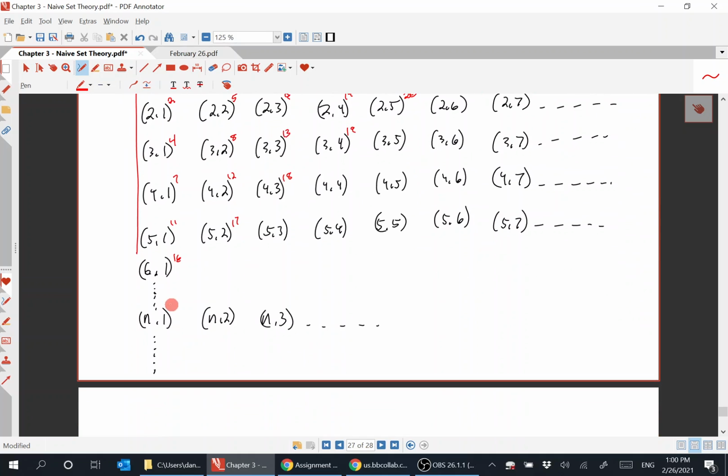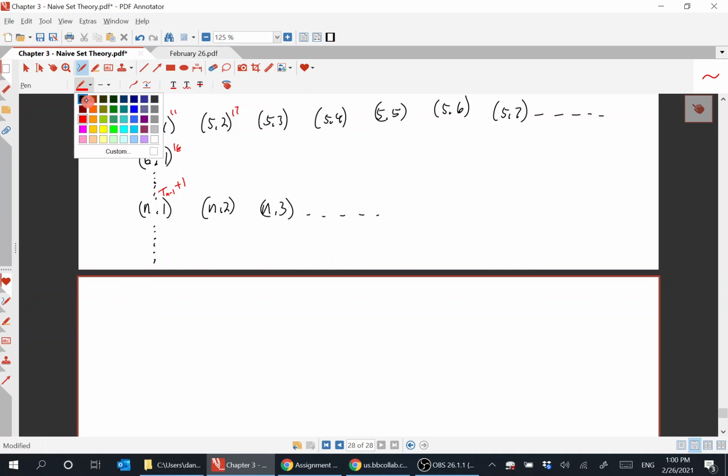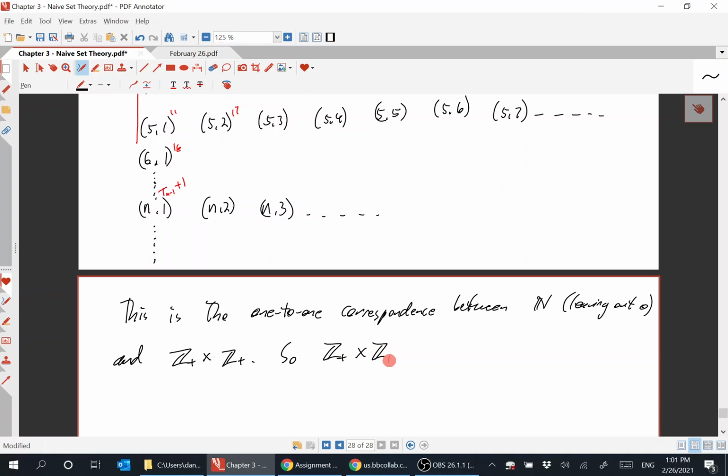So every number down here is the triangular number for n minus 1 plus 1. So you can enumerate all of Z plus cross Z plus, positive integers cross positive integers. Right, so we have this one-to-one correspondence between N, leaving out 0, which is fine, and Z plus cross Z plus. So Z plus cross Z plus is countably infinite.